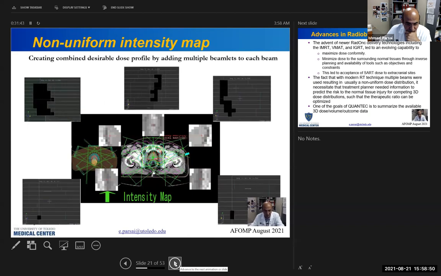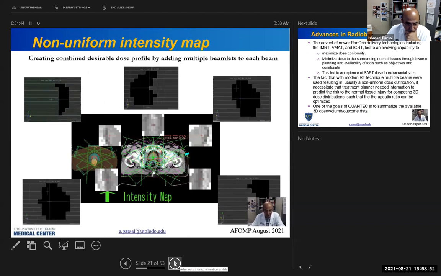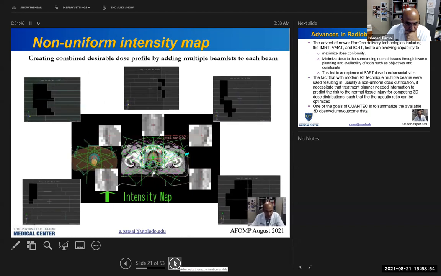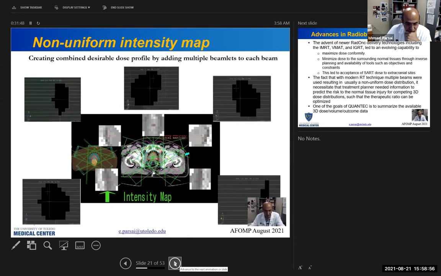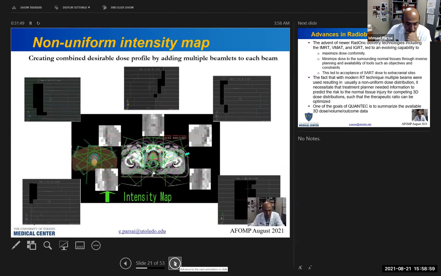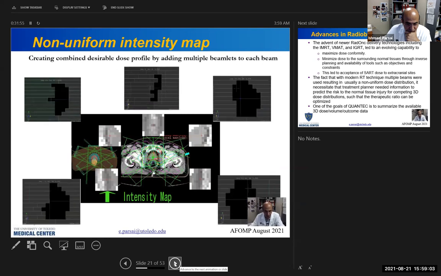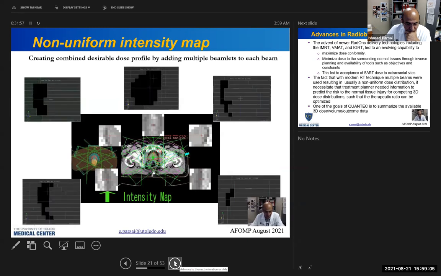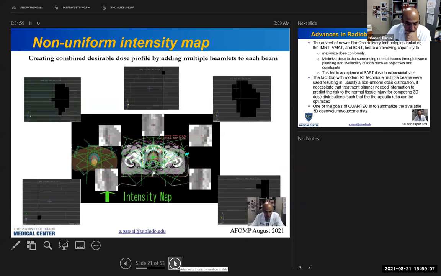I mean, the advantage of IMRT, if one can say in one word or one statement, is it will provide better sparing of the surrounding normal tissue, because you can block the surrounding normal tissue if it is in the path of the beam, whether it's entrance or exit.